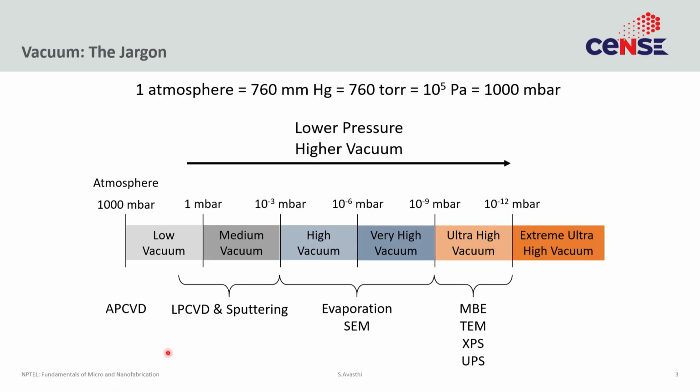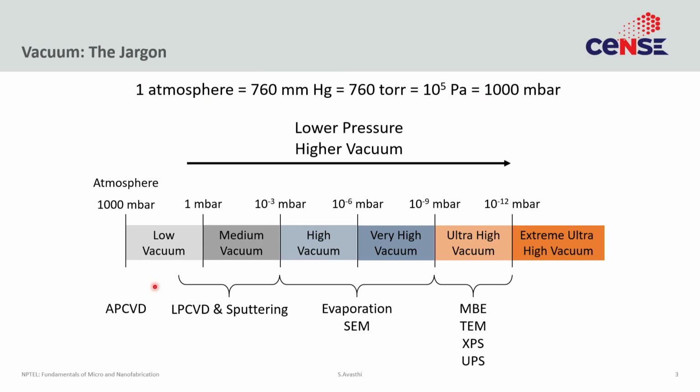So let us first get the jargon of vacuum out of the way. So 1 atmosphere is typically 760 mm of mercury at sea level. Each mm of mercury is called a torr. So 1 atmosphere is 760 torr. This is an imperial unit of pressure. The SI unit of pressure is Pascal, and 1 atmosphere is 10⁵ Pascal, where each Pascal is roughly around 1 Newton per meter square, and 1 atmosphere is also called 1 bar. So 1 atmosphere is 1000 millibars. Okay, so these are the various units of pressure that are used.